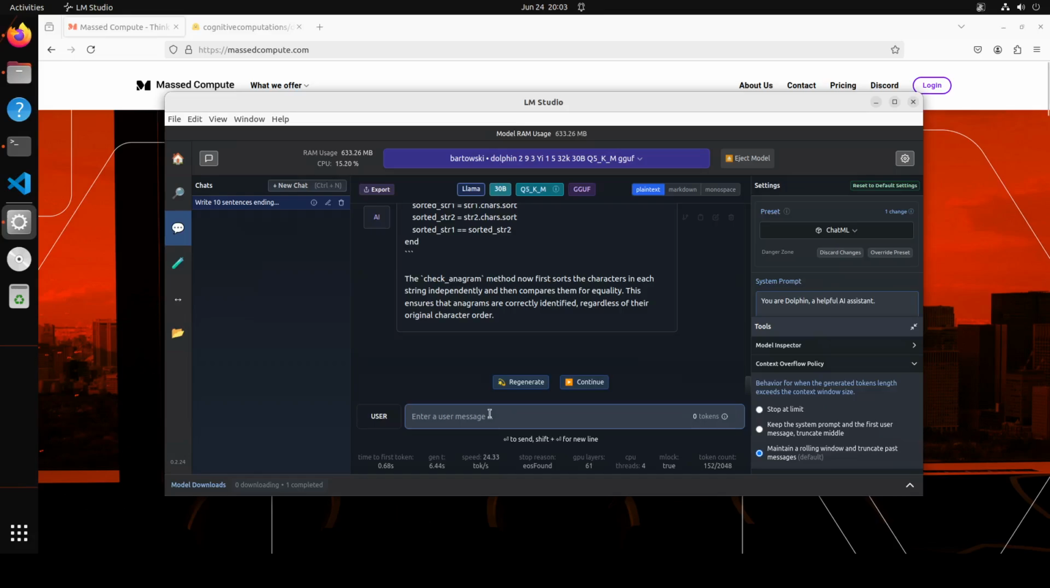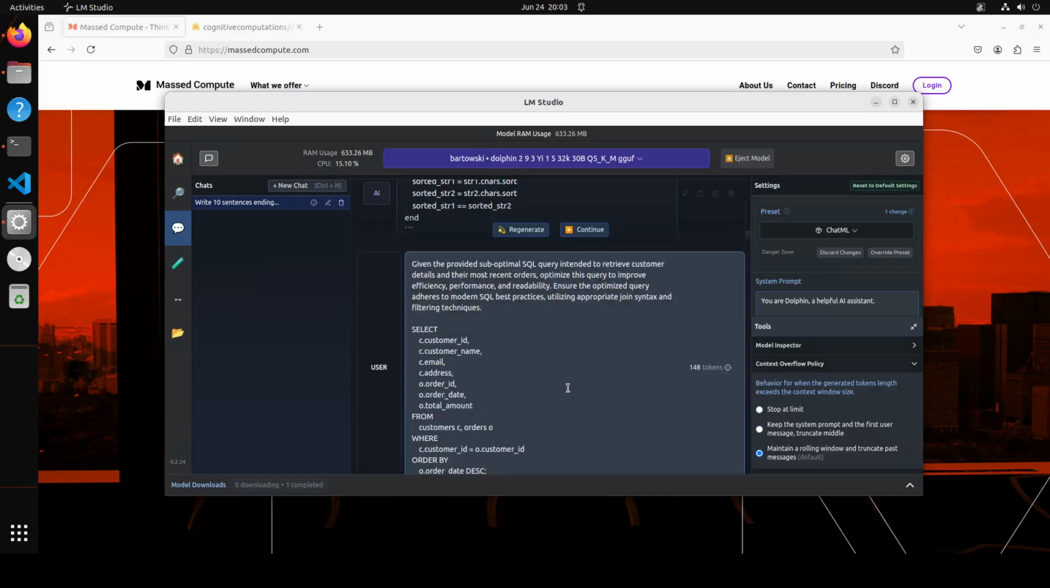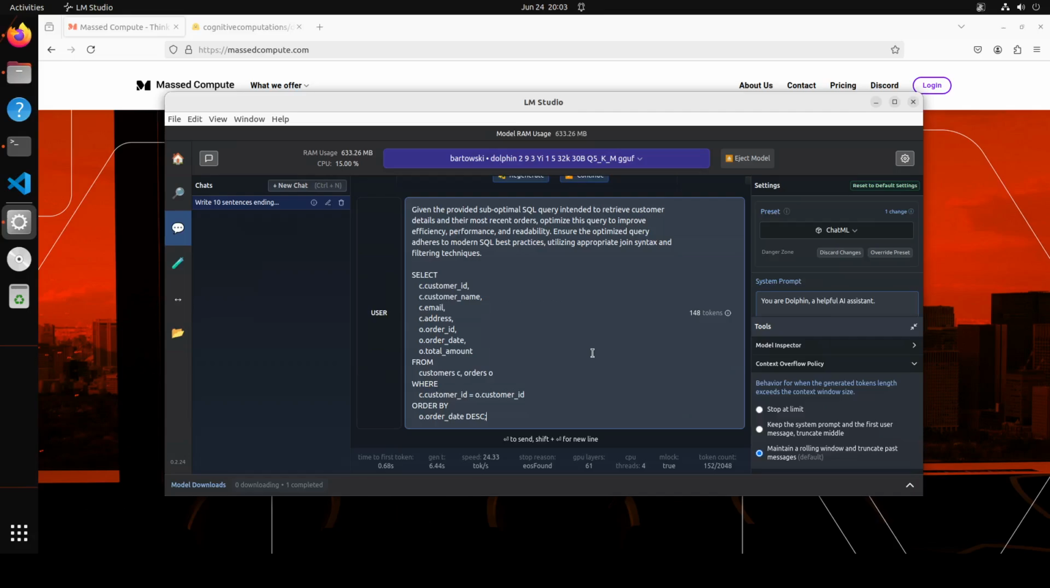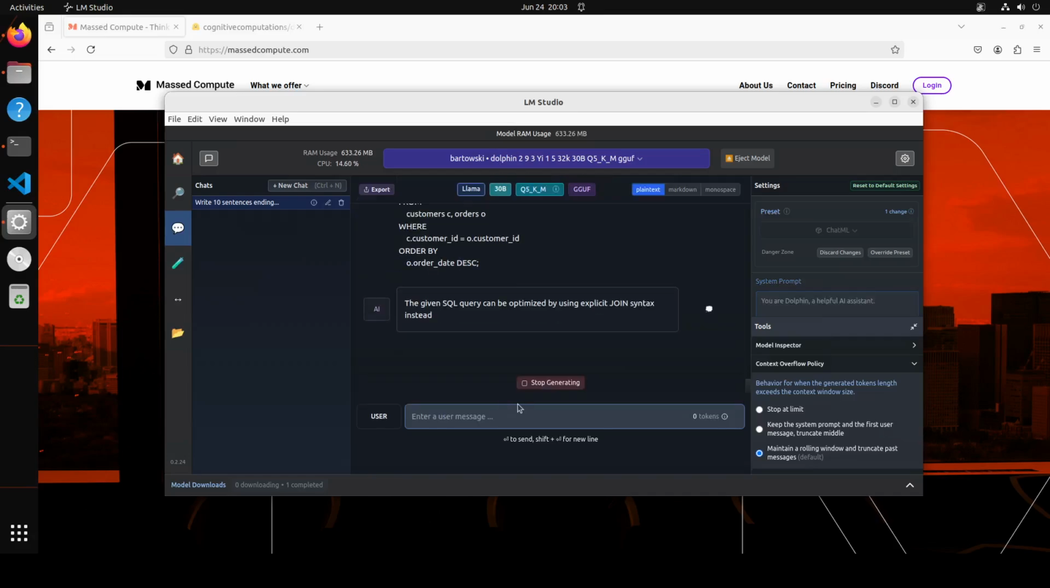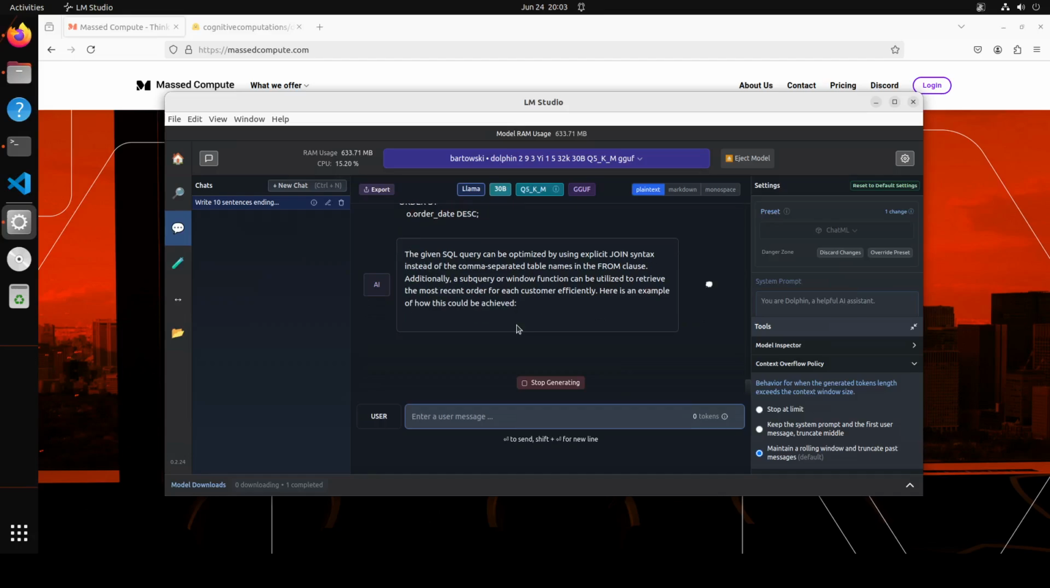Okay, now let's ask it to optimize a suboptimal structured query language, or SQL. So I'm just telling it what the SQL is and what needs to be done with it. There is no error in this SQL, it is just suboptimal. So let's see if the model is able to optimize it.